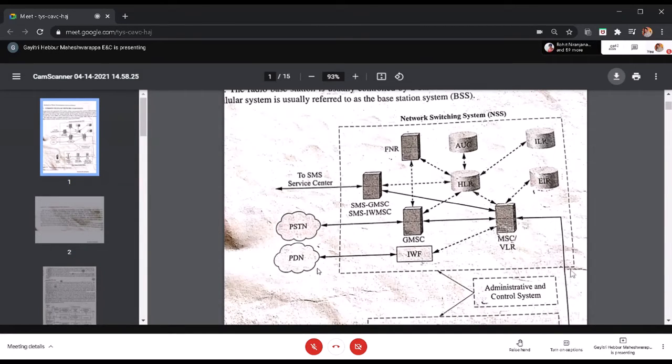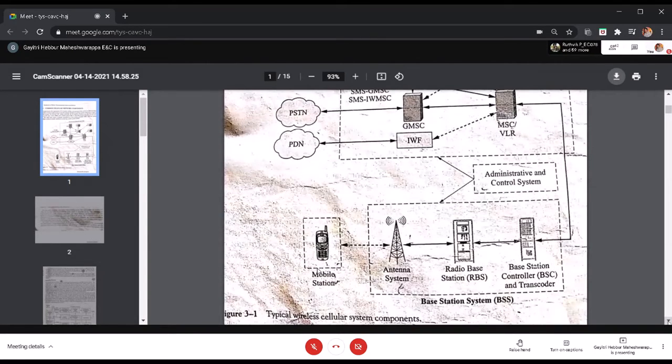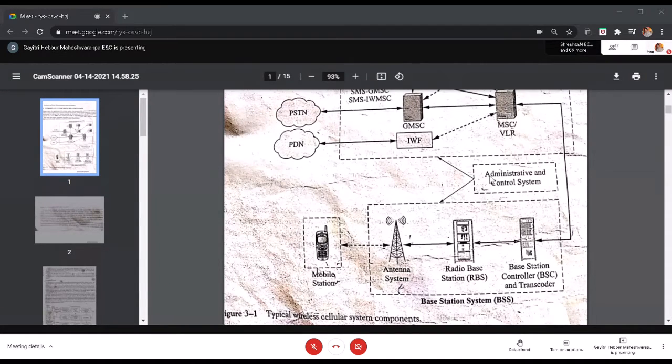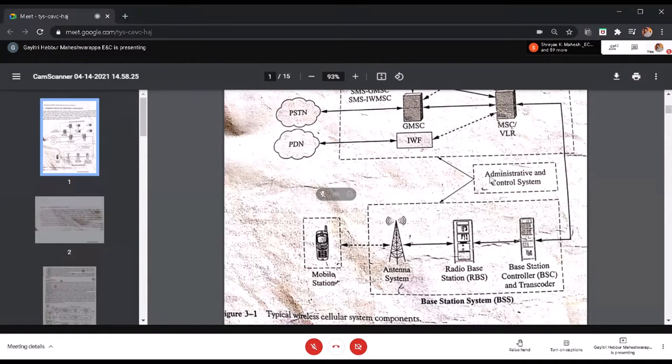Okay, and also we need to have billing information, right? The service provider needs the billing information, or the profit they need to make, and any external user, they have to provide these services or connections to the user. So that has to be done in the administrative and control system. It is connected in between. That is, any new mobile station entering the network, it will collect the billing information. So that is called the administrative and control system.